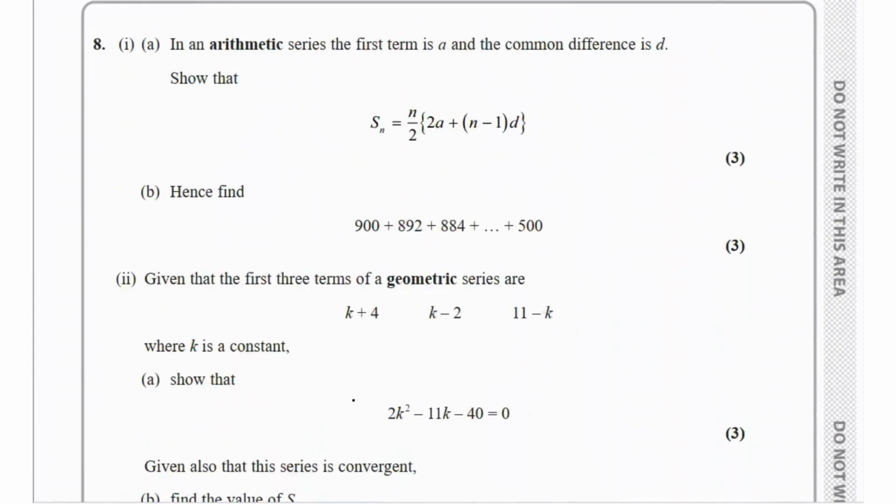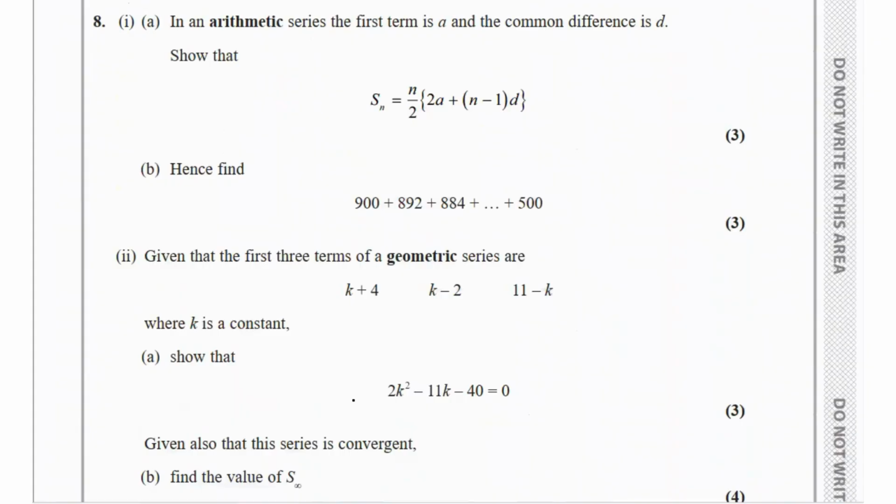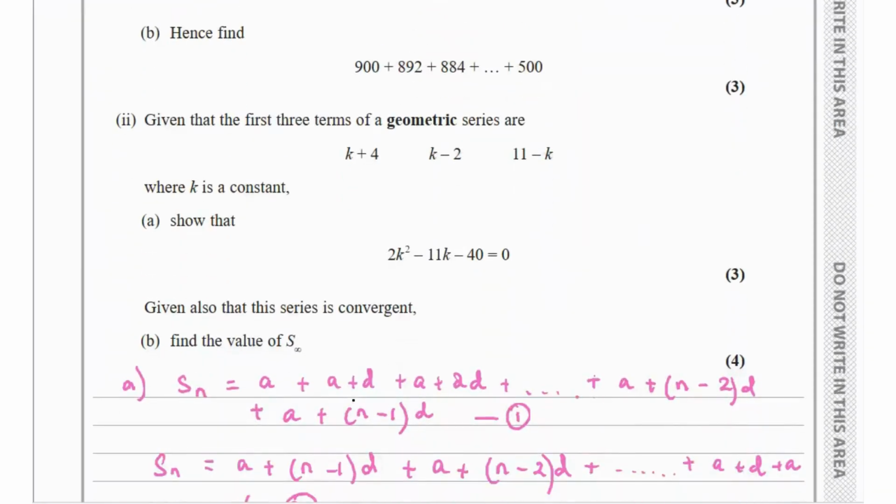So it says, given that the first three terms of a geometric series are k plus 4, k minus 2, and 11 minus k, where k is a constant, show that 2k squared minus 11k minus 40 equals 0. Then given also that the series is convergent, find the value of S, the sum to infinity.